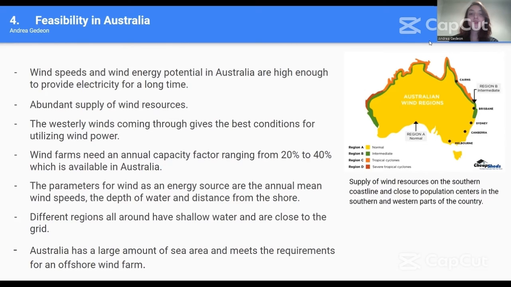Australia has a large amount of sea area and meets the requirement for an offshore wind farm. Wind speeds are quite high in several different regions. They're characterized by shallow water and are also close to the grid, so high potential near populated areas.